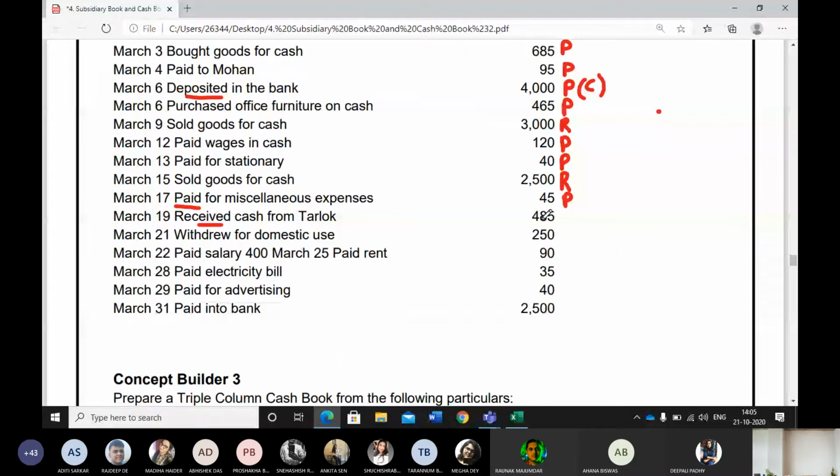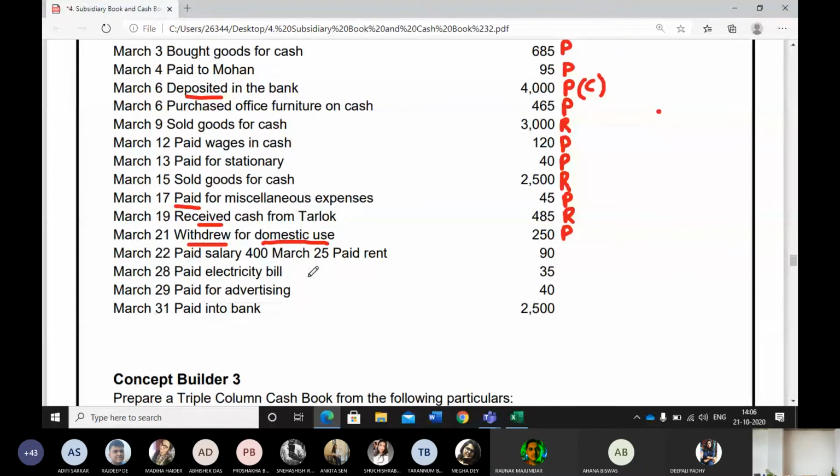Received cash from Tarluk. Receipt, sir. Withdrew for domestic use. It's a payment. They use the word withdrawn.